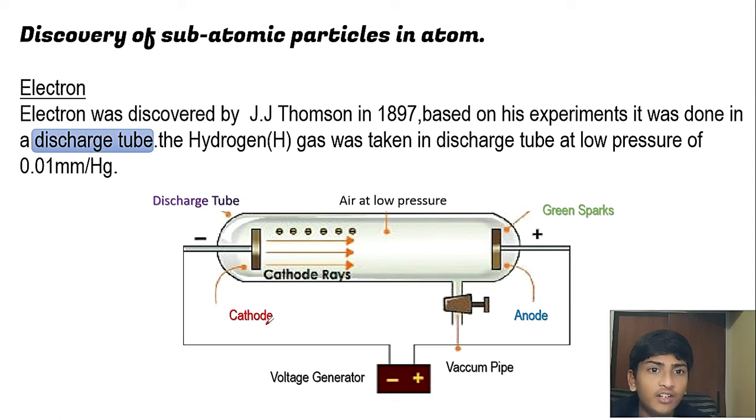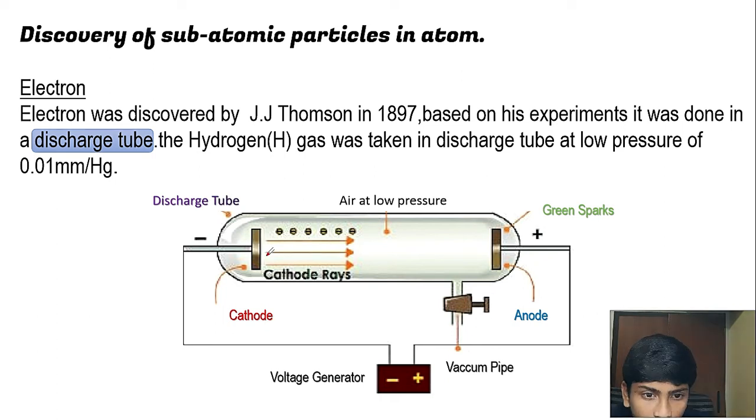Next, discovery of subatomic particles in the atom. Electron. Firstly, the electron was discovered by J.J. Thomson in 1897 based on his experiments in a discharge tube. He made this discovery of the electron in a discharge tube, which is also known as the Crookes tube, discovered by William Crookes, the great scientist. In this discharge tube all air was removed and only hydrogen gas was taken, at 0.01 mm Hg. At this low pressure the electron was found.